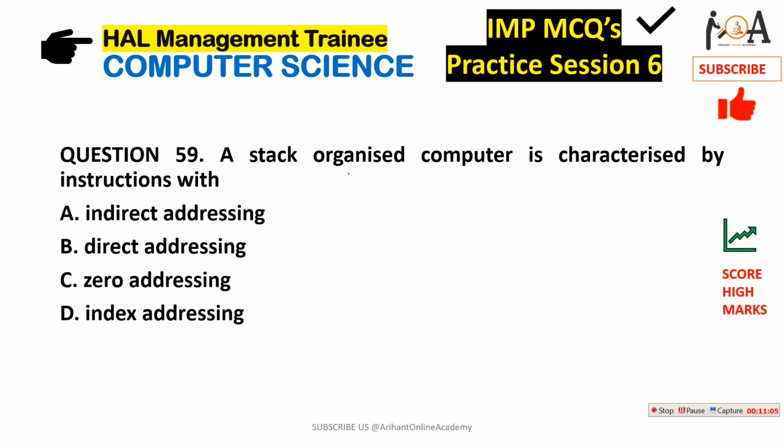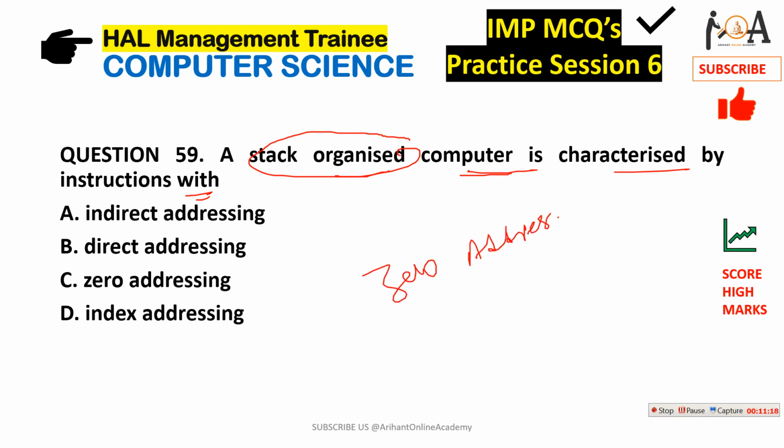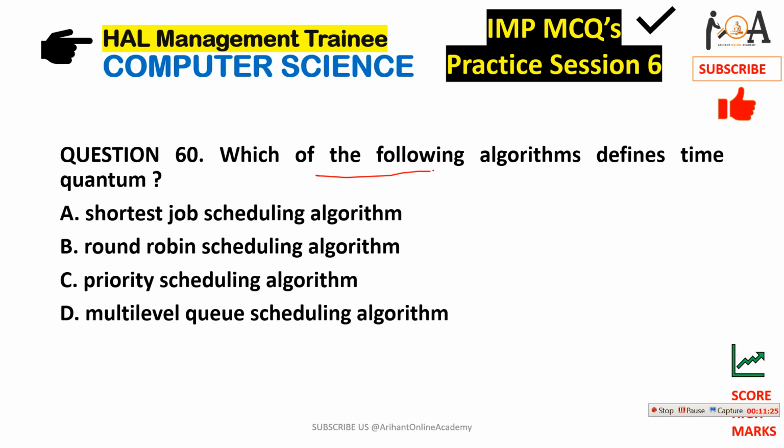Question number 59. A stack organized computer is characterized by instructions with... Basically, a stack organized computer is characterized by zero address instructions, guys. Option C is the correct one. Next one is, which of the following algorithms defines time quantum? I hope you all know that time quantum is only related to the round robin scheduling algorithm. Option B is the correct one. Round robin scheduling is the algorithm in which time quantum is defined.